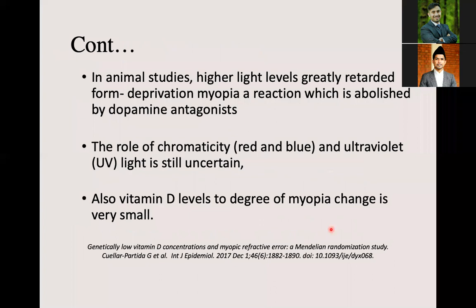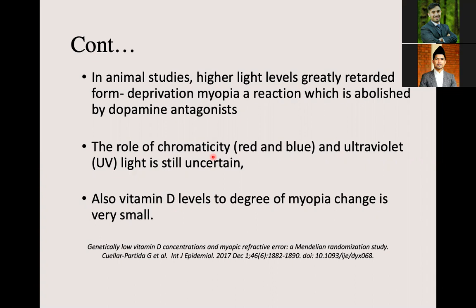In animal studies, higher light levels greatly decrease form deprivation myopia. That means the form on the retina will be clearer and sharper than inside. This reaction is abolished by dopamine antagonists. And the role of chromaticity: outside it has red and blue light and ultraviolet light. It is believed that chromaticity is another reason for controlling myopia, but the reason behind that is still uncertain.